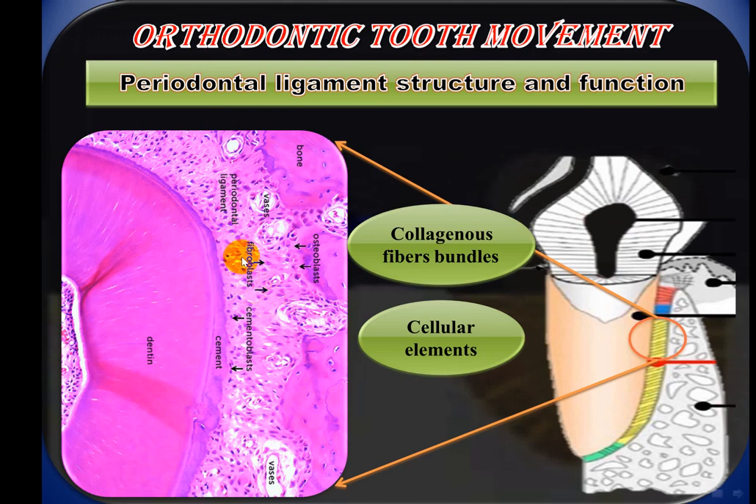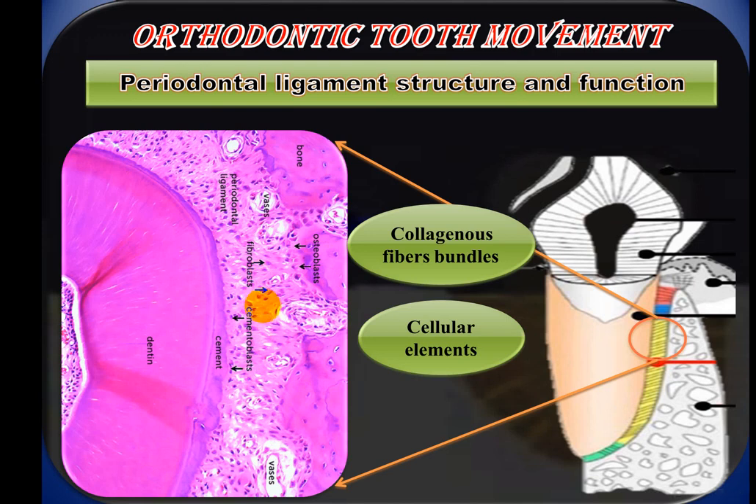active cells like the fibroblast cell, responsible for the formation of collagen matrix and fibers, the osteoblast cell, responsible for the formation of bone, the osteoclast cell, responsible for the resorption of bone, the fibroclast cell, responsible for removing the old collagen fibers, and cementoblasts, odontoblasts, and so on.